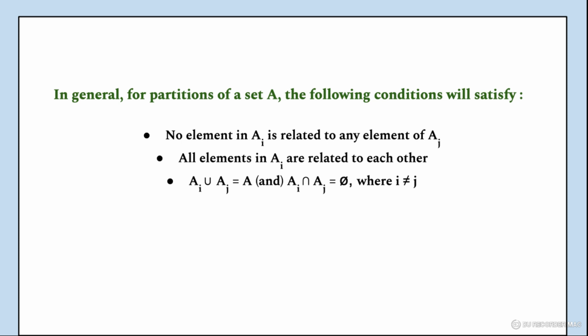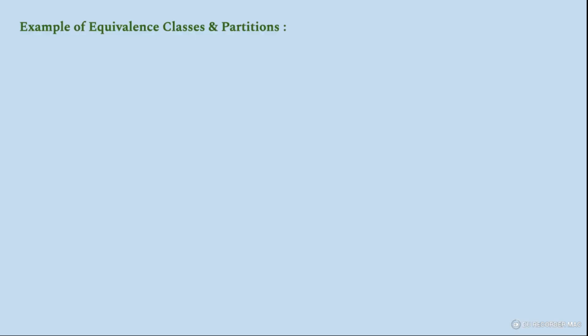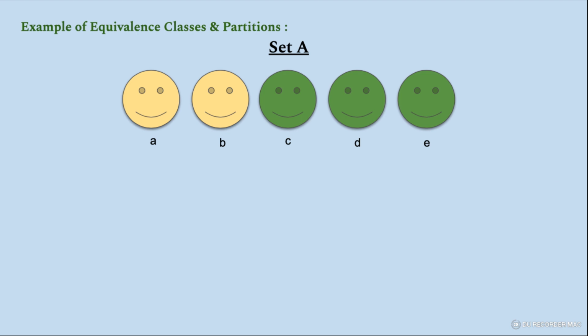Okay. Now moving on, let's look into an example of equivalence classes and partitions so that we understand the concept even better. What are equivalence classes? What are partitions? You will understand the concept much better by going through an example. Now let set A be {A, B, C, D, E}. That is, A is some person, B is another person, C, D, and E. They are different people.